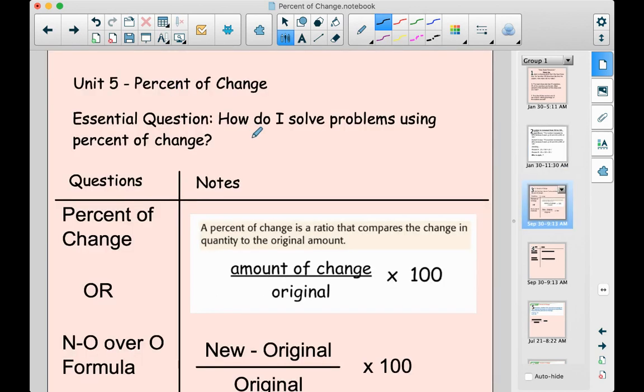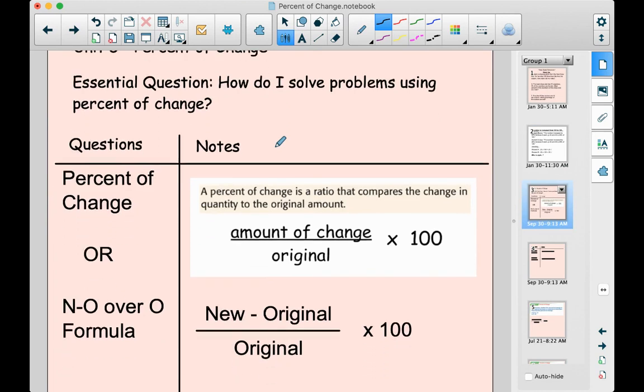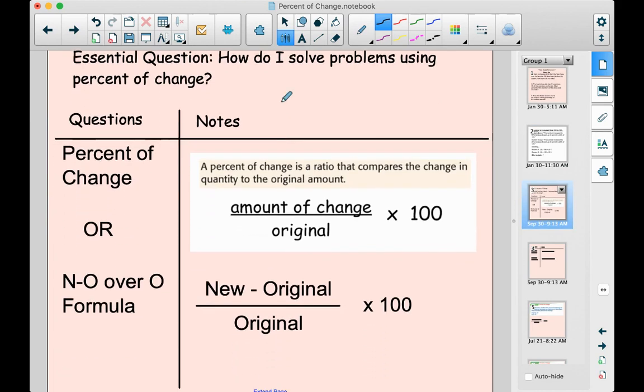That'll make a little more sense after you do some more examples. But that is the first thing to write down about percent change. Percent change is a ratio that compares the change in quantity to the original amount. So original is kind of the key here. The formula for it is just the amount of change divided by the original, times 100. That is the percent of change.